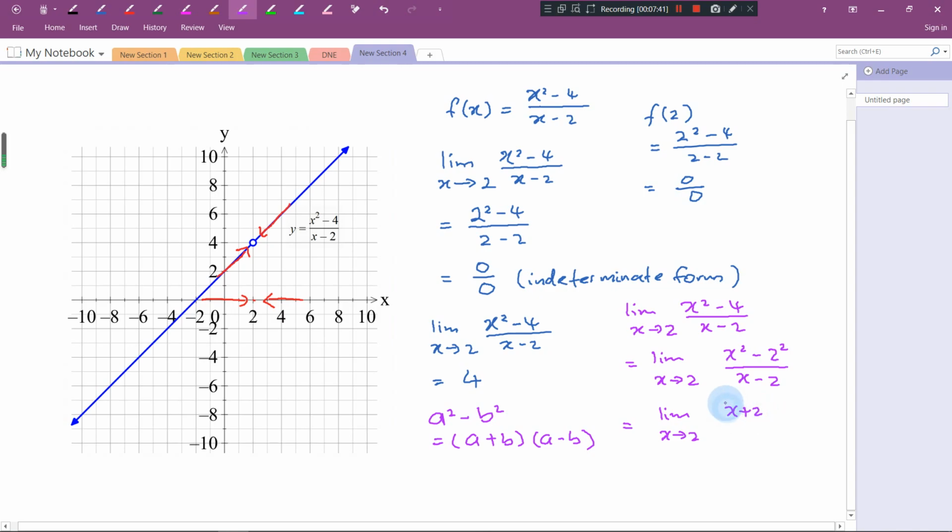x plus 2, x minus 2, x minus 2. Okay, so now you notice that we can do simplification here. Just cancel the x minus 2 and x minus 2 over here. Now we don't have the x minus 2 anymore, which is causing problem to us just now. So I only have x plus 2.